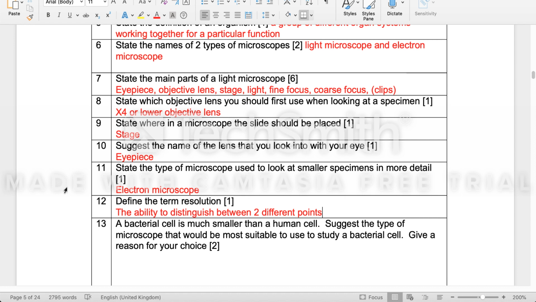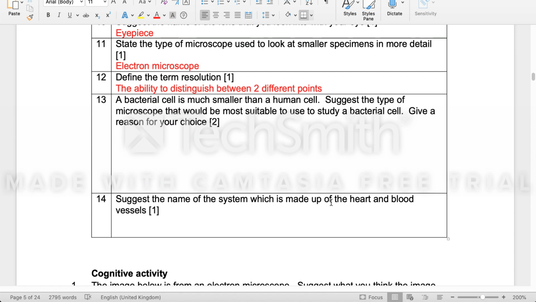Because if you have a very, very low resolution, those 2 different points might turn into a blur, and you wouldn't actually be able to determine that that's 2 separate points. Okay, so the higher the resolution, the better you can actually tell that you're looking at 2 different dots. Okay, but again, if you put for number 12, resolution is how well or how bad you can see a crisp or sharp image, I would probably accept that as well because you have the right idea. Okay, all right, last 2.